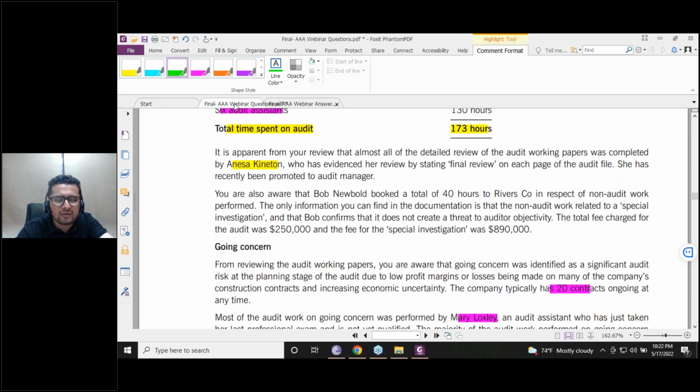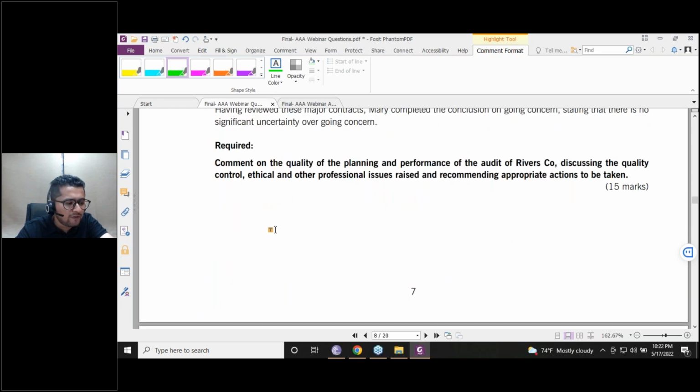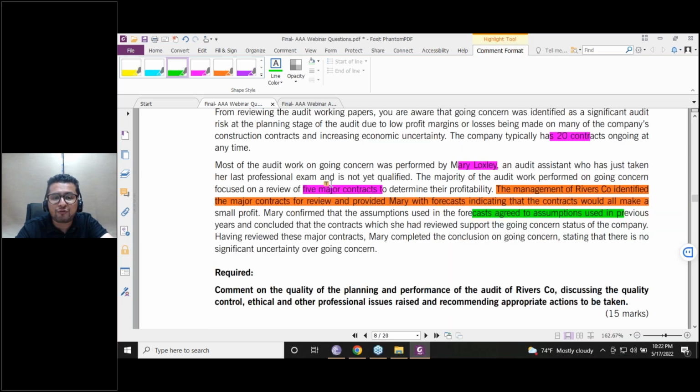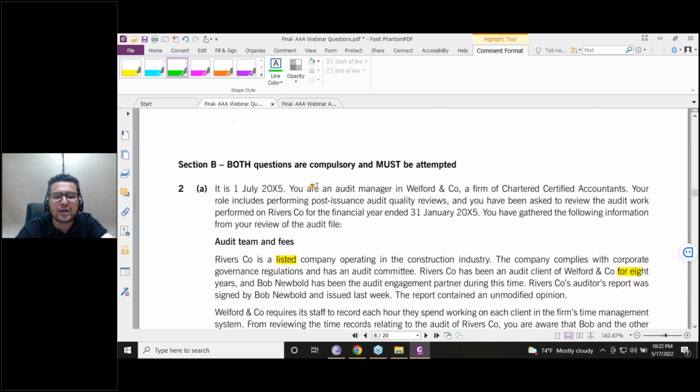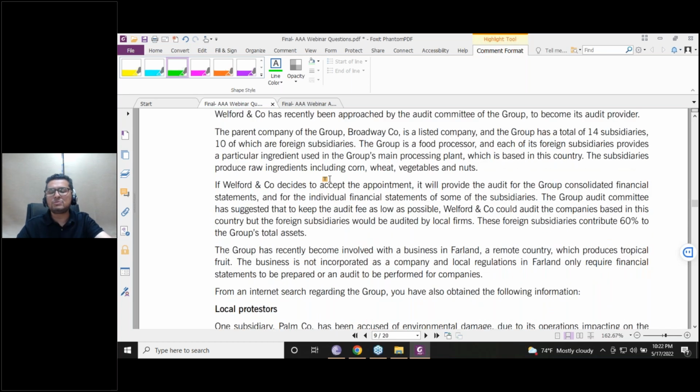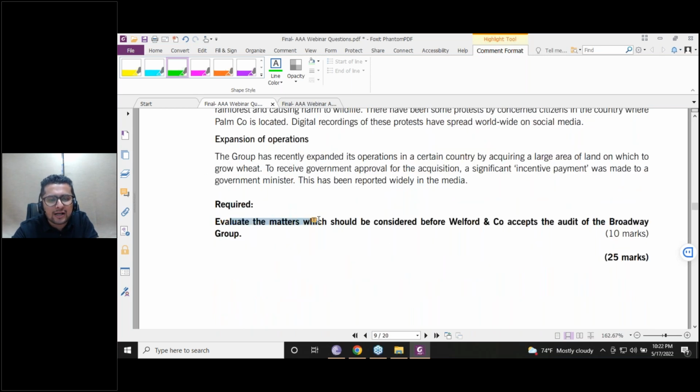Okay, let's finish off the question. We have already secured 15 marks. This is from September, December 2020. I will mention the names of the questions along with the years in the WhatsApp group. Don't worry. Okay, what about part B? Evaluate the matters which should be considered before the audit firm accepts the audit of a client called Broadway Group.